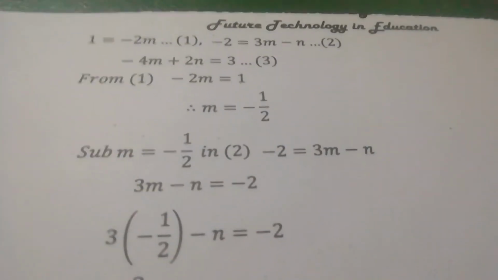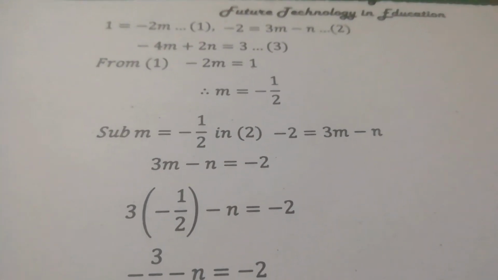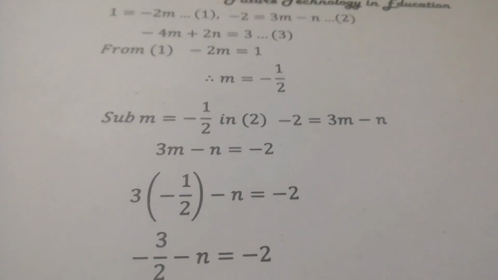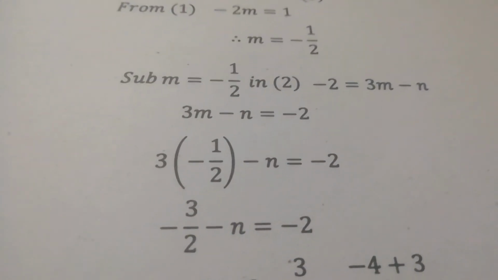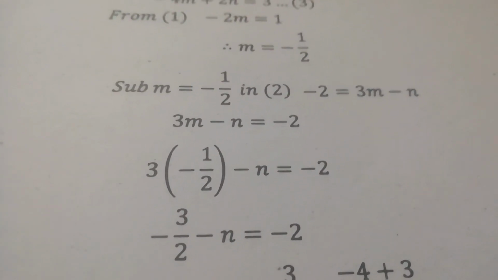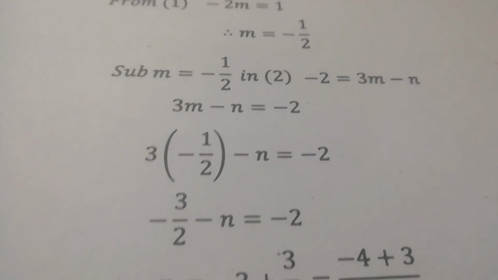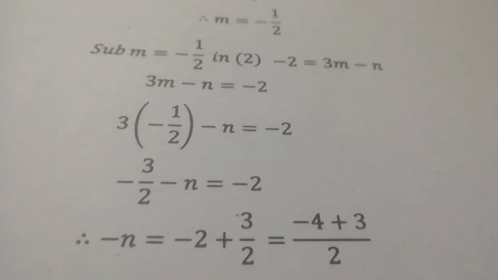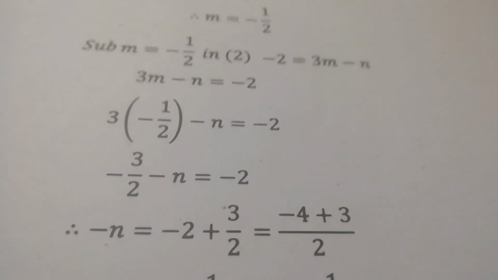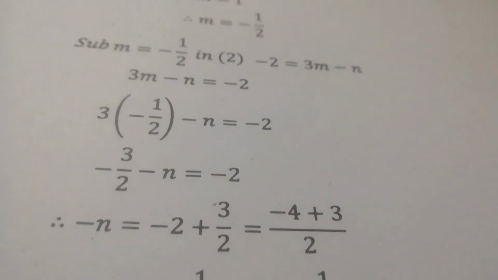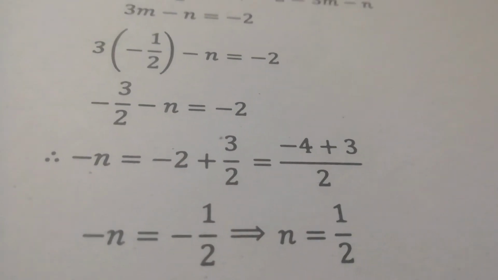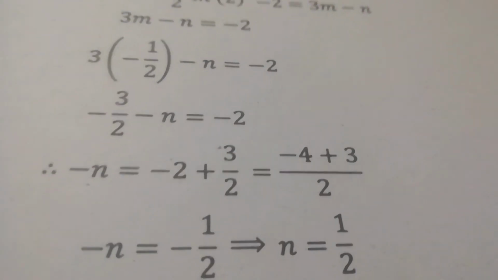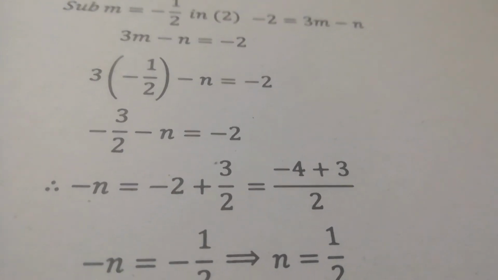Now the second one, minus 2 is equal to 3m minus n. Substituting m equal to minus 1 by 2 in equation 2, so 3 into minus 1 by 2 minus n. So minus 3 by 2 minus n is equal to minus 2. So minus n is equal to, take the LCM, minus 4 plus 3 by 2. So minus n equal to minus 1 by 2. So n equal to 1 by 2. Now we have the values of m and n.